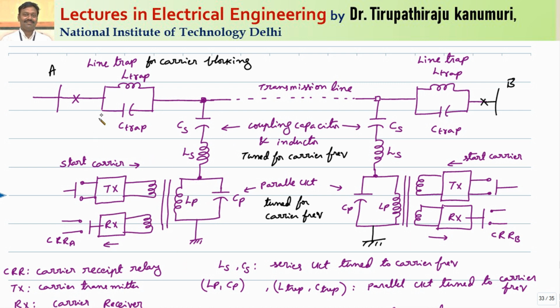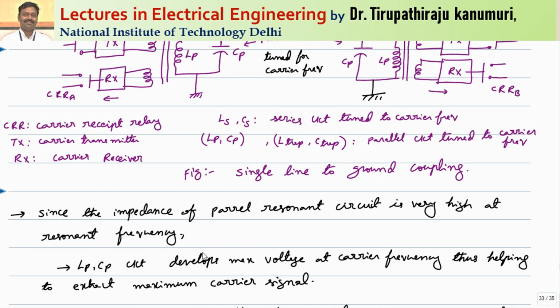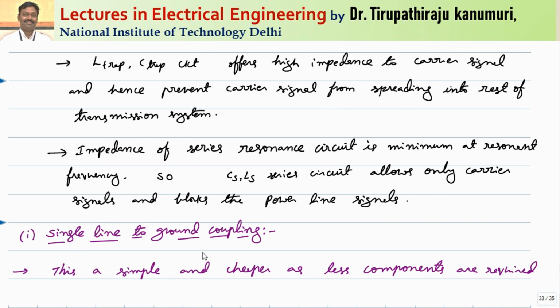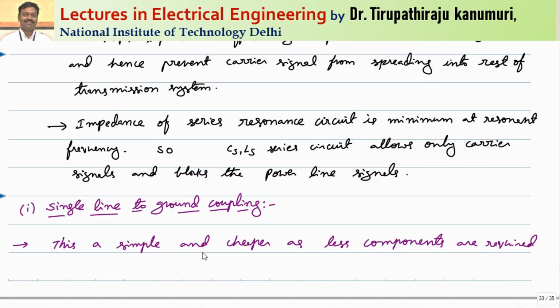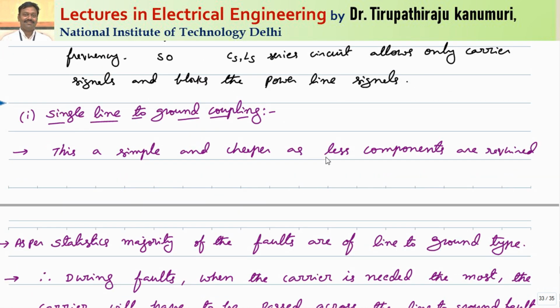Here in this circuit, you can see it is coupled between the line and the ground. The ground is taken as a reference point, and with respect to the ground the signal is injected into your transmission line. As it is connected between the line and the ground, that's why it is called single line to ground coupling. I have explained the remaining details, what LS, CS and resonance are, and other things, orally already, so I am skipping them.